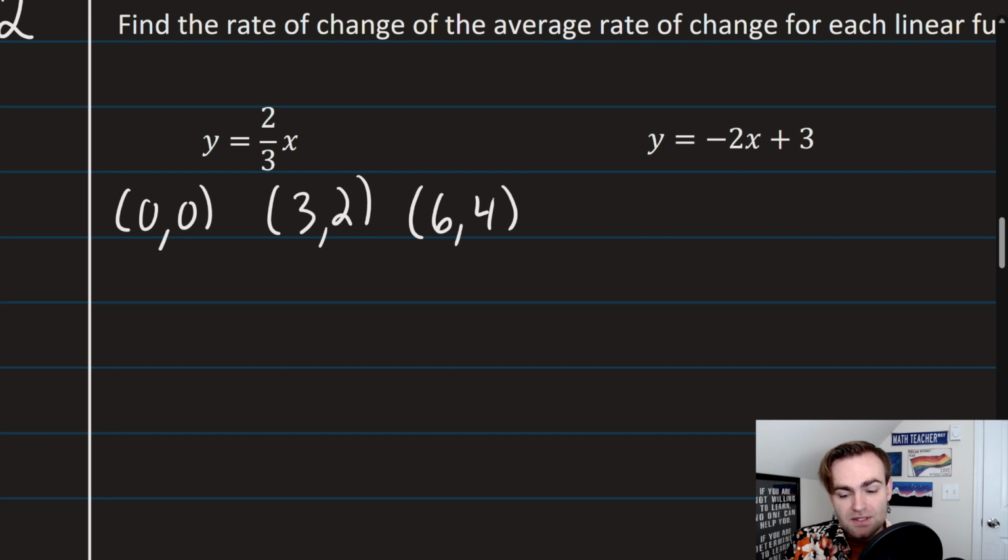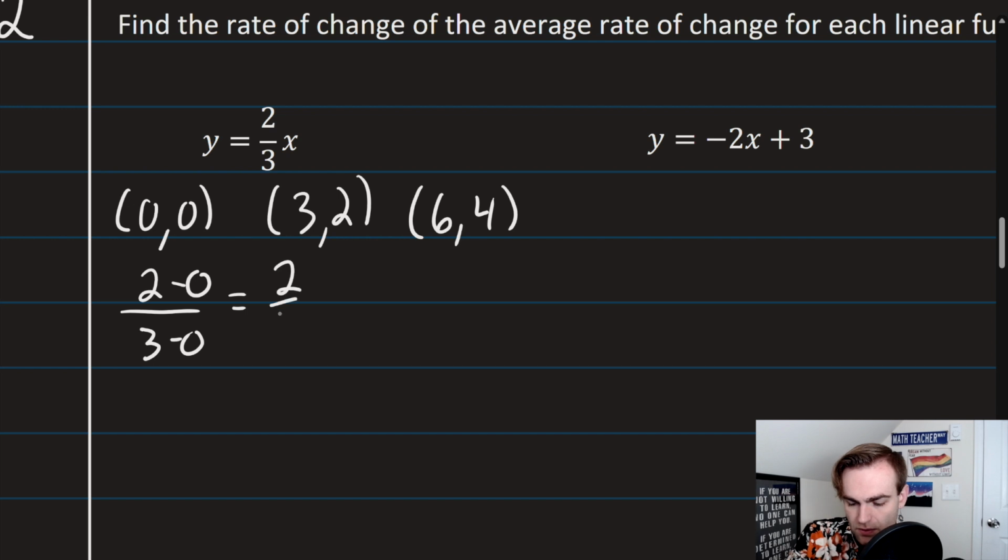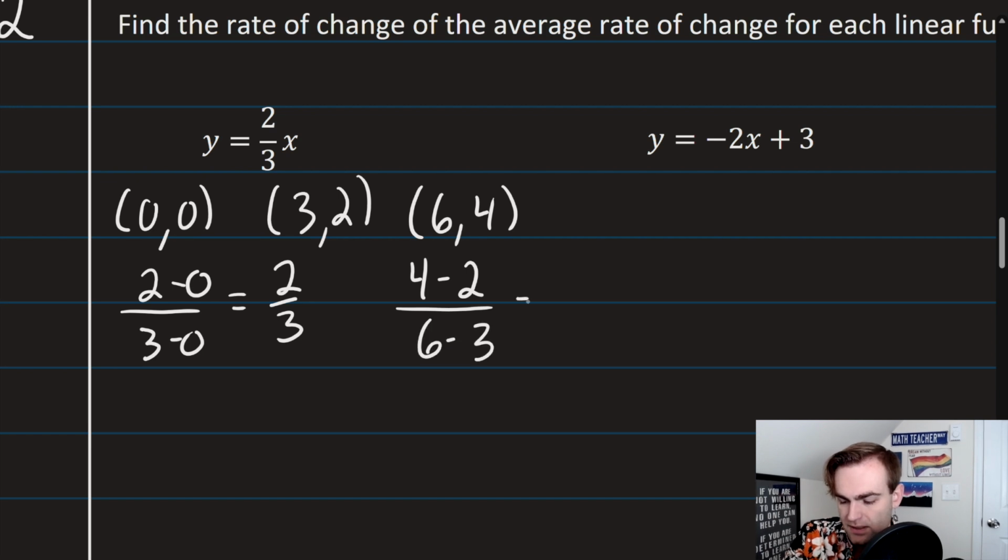And we're going to find the average rates of change between the first 2 points and then the second 2 points here. So we'll do the same thing we did before, which would be 2 take away 0 over 3 take away 0, which gives us 2/3. Then we're going to do 4 take away 2 over 6 take away 3. That also gets us 2/3.